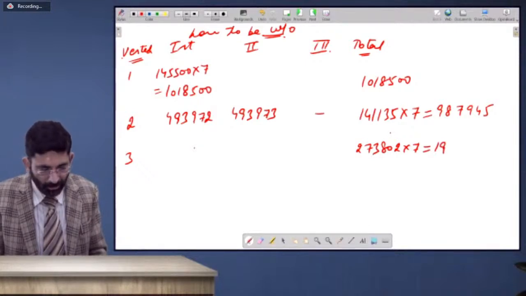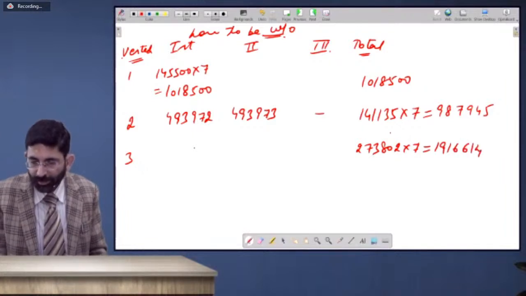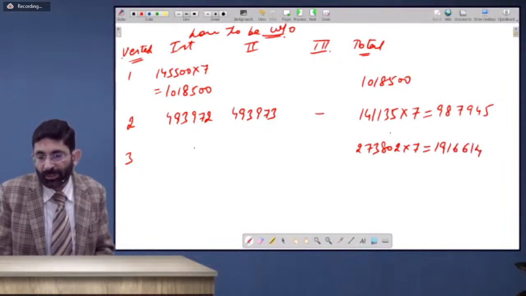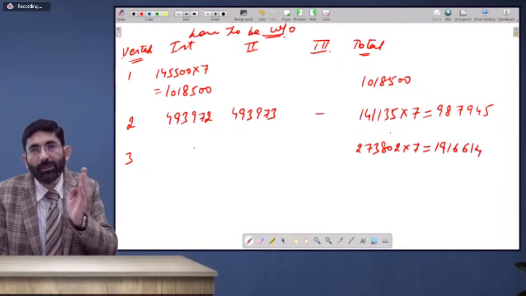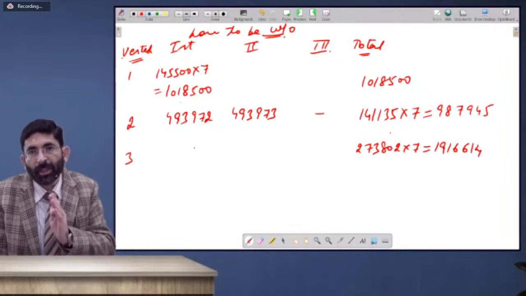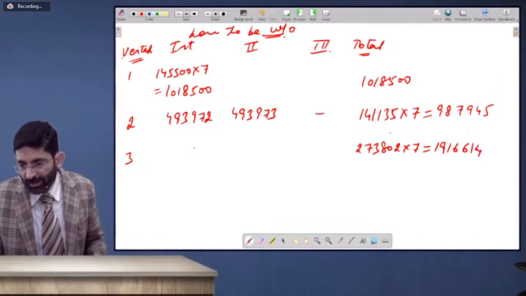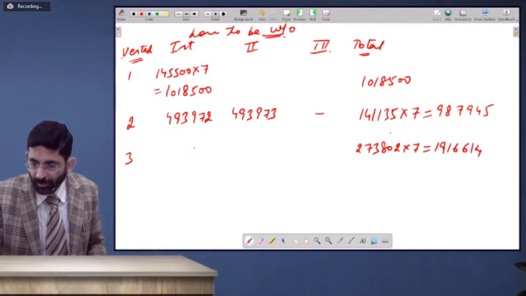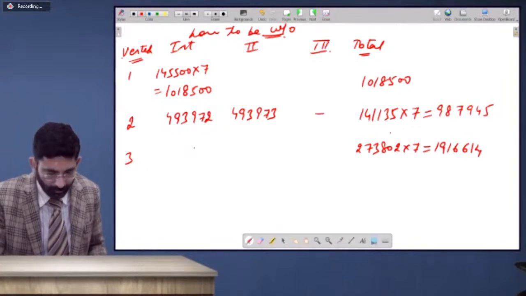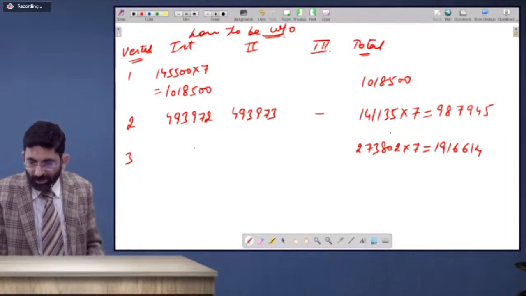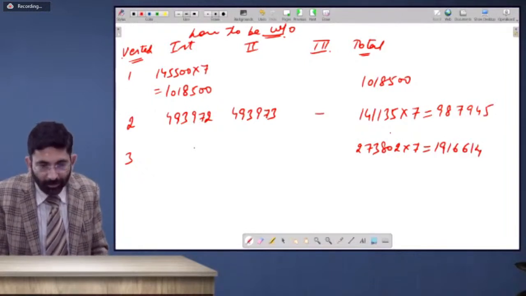It is 19 lakh 16,614. This is to be written off within 3 years, because these options are exercised at the end of 3 years. So these will be divided by 3 and to be written off every year. 6,38,871.